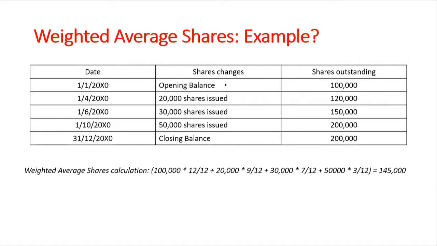So opening balance, this is year 2000, and at the beginning, the company, an entity, had outstanding shares of 100,000, or 100,000 shares outstanding. Then during the year, on 1st April 2000, the company issued 20,000 shares. And then on 1st April, the company had an equity of 120,000.